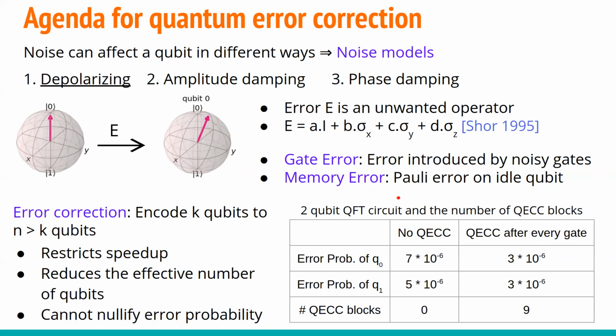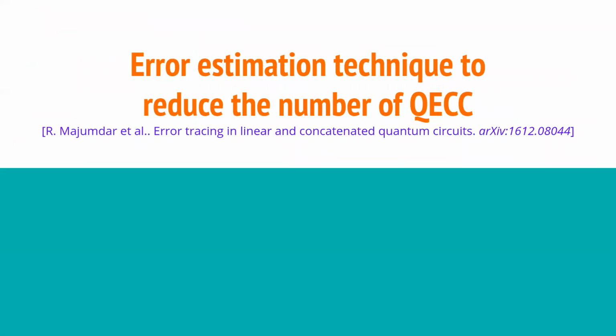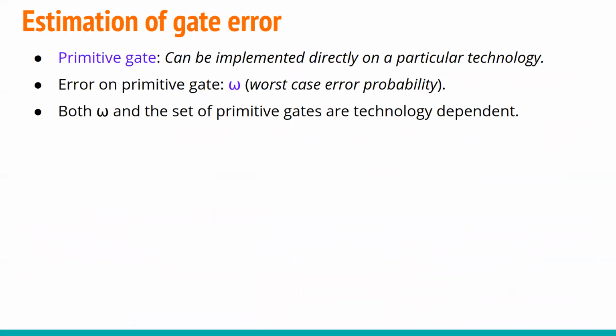So this is a 2-qubit QFT circuit, quantum Fourier transform, and we show that if we don't apply any QECC, then for the 2 qubits, these are the error probabilities, 7 and 5, of the order of 10 to the power minus 6. But after applying 9 QECC blocks after every gate, we have been able to reduce the error probability from 5 down to 3. So it seems like a huge penalty to give 9 error correcting blocks just to reduce the error probability slightly. It cannot be 0. So this motivates our first result, that we want to reduce the number of QECC blocks. How to do that?